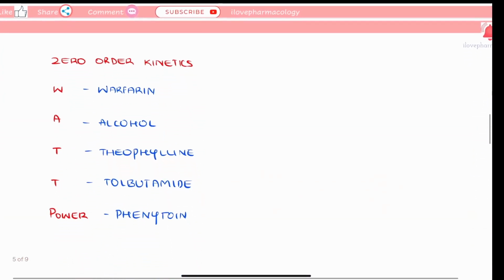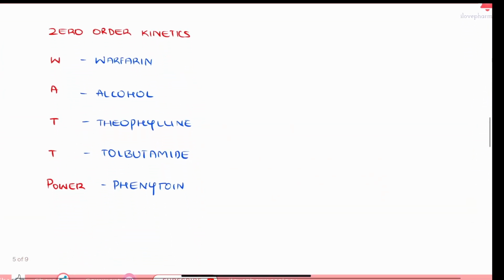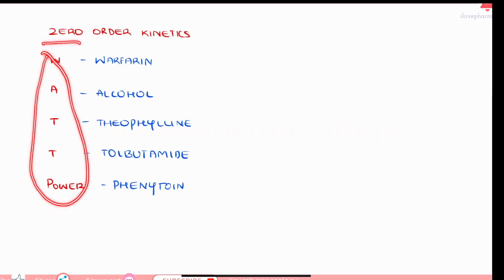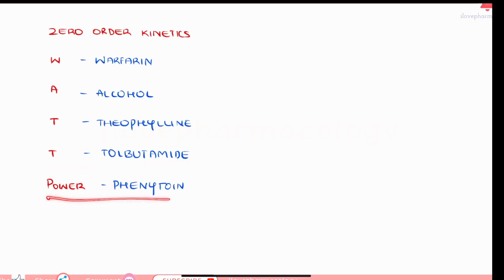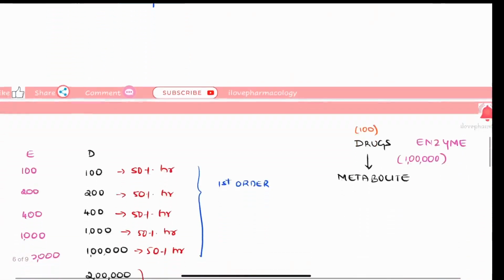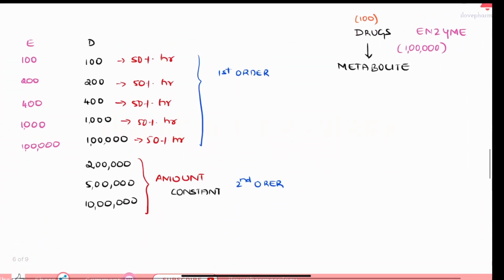So next, coming to the examples of zero order kinetics. How to remember? Zero order kinetics means 0 WATTP. W stands for warfarin, A stands for alcohol, T stands for theophylline, one more T stands for tolbutamide, and P stands for phenytoin.